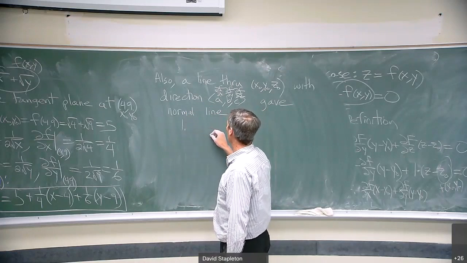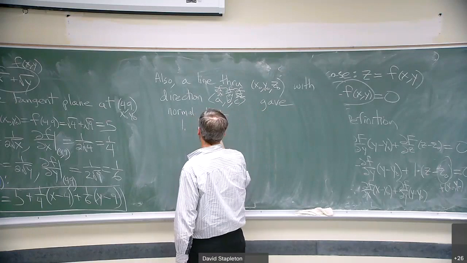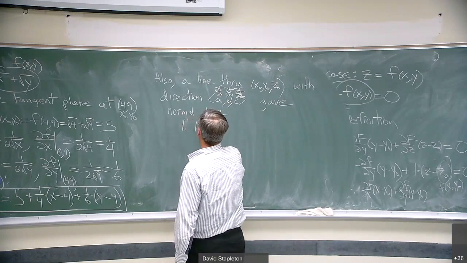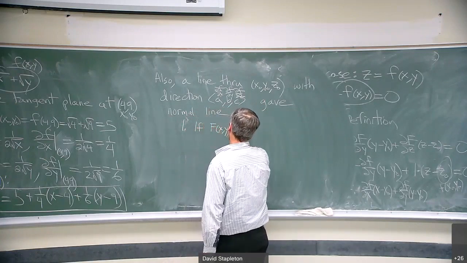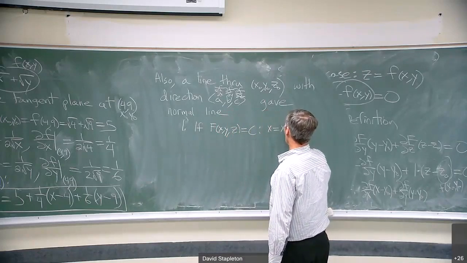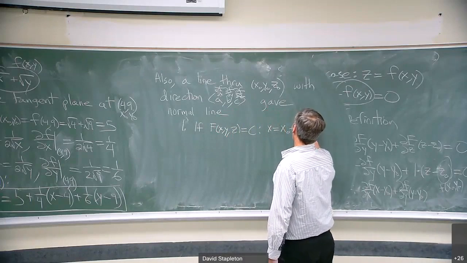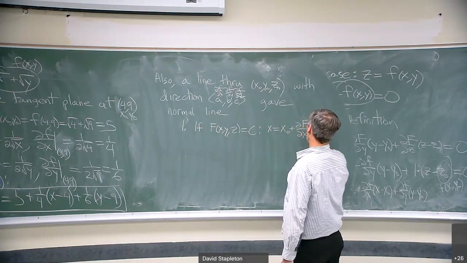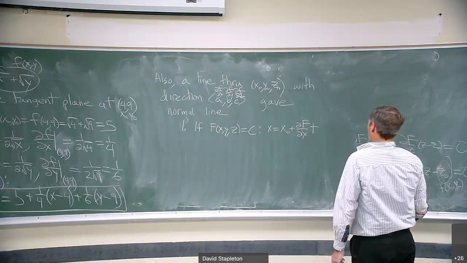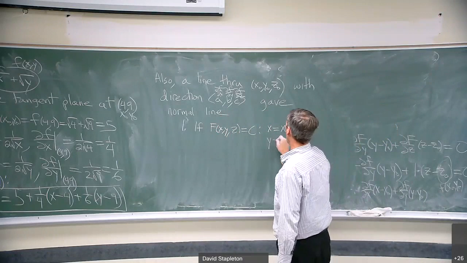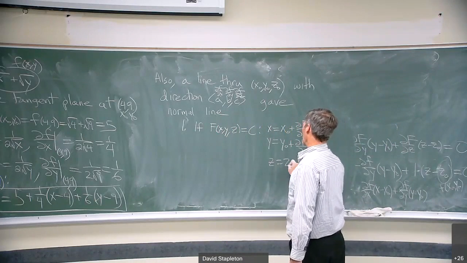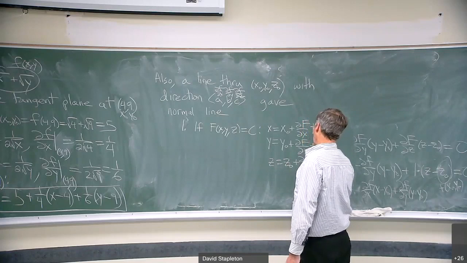It gave us, for the first one, if the surface is f of x, y, z equals c, the normal line was x equals x0 plus df dx times t, a parameter. y equals y naught plus df dy t, z equals z naught plus df dz t, where these are taken at the point.